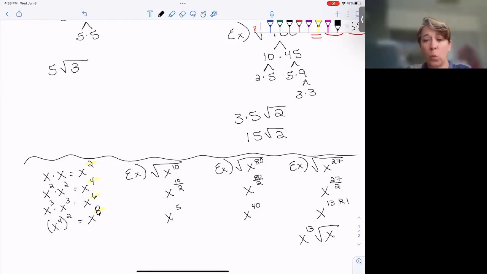That method there works whether it's a square root, a cube root, or a fourth root. Whatever your index is, that's what you divide by. Okay. And we're going to talk about rational exponents later on anyway.